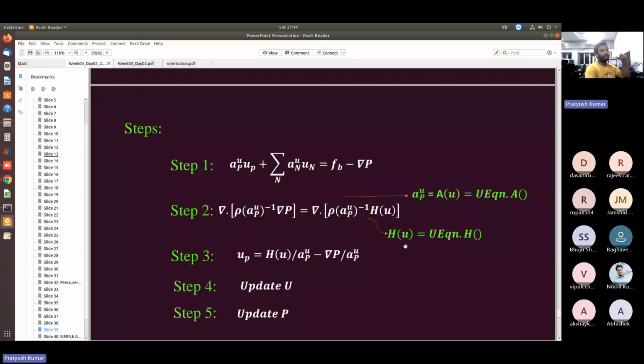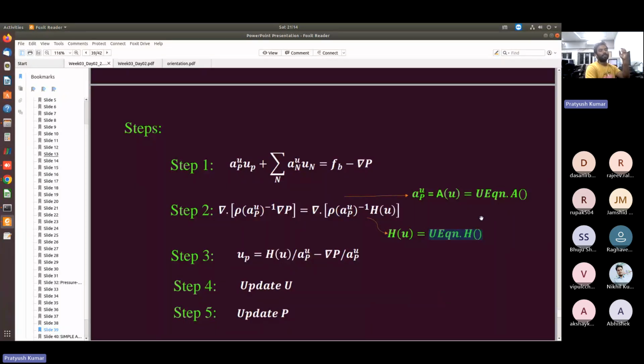Okay, so I have one slide here I forgot to add. This HU value is the FV minus this neighboring cell value, that is the AN into the UN. So this is the HU, and this APU is equal to UE dot A. These two terms, UE equation dot A and UE equation dot H in OpenFOAM, are specifically defined to make the algorithm simpler. So these two terms are generally used in OpenFOAM only.